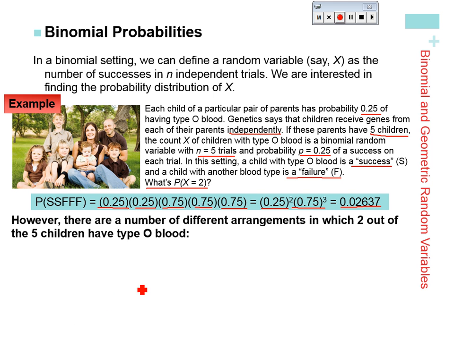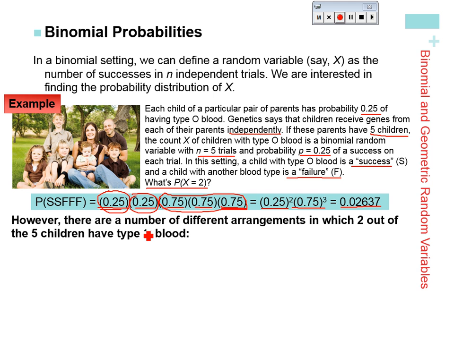So that is just one way to arrange 5 children, 2 of which have type O blood. In this case, the first 2 children have type O blood, but the last 3 do not. Well, that's not the only way that could occur. We could say that the first child and maybe the last child have type O blood, and then the 3 in the middle do not.